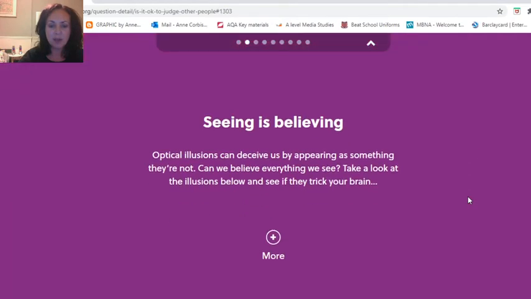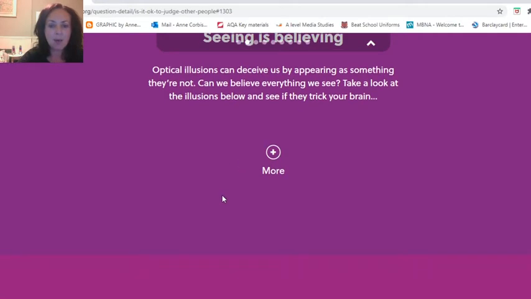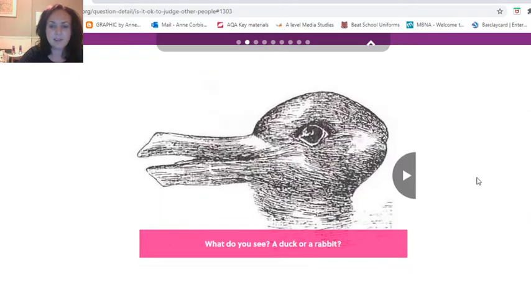If we scroll down, seeing is believing, it says here. Optical illusions can deceive us by appearing as something they're not. Can we believe everything we see? Take a look at the illusions below and see if they trick your brain. So now we're going to talk about how the human brain works before we go back to our main subject of judging people. So obviously it's a human instinct to make snap judgments. Let's see how our brain works. And there's some nice examples here.